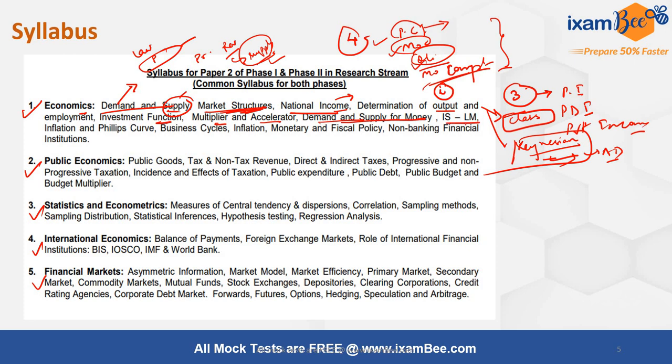And goods market and money market together determine the ISLM model, and inflation and Phillips curve, business cycles, and various monetary and fiscal policies that could be undertaken to bring equilibrium in the economy under the ISLM framework, and various non-banking financial institutions.